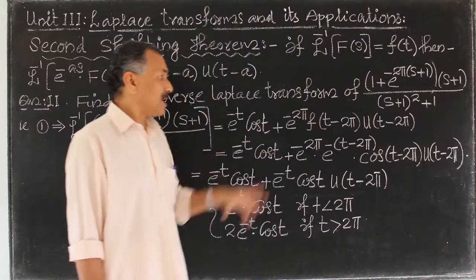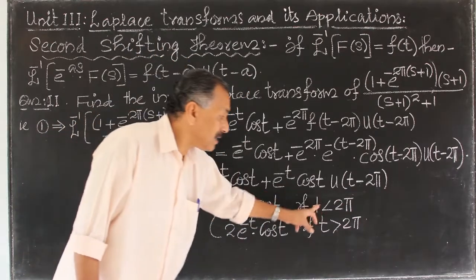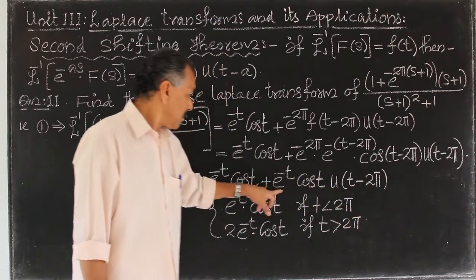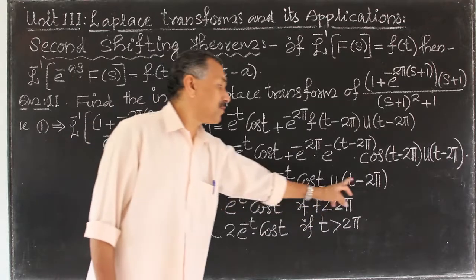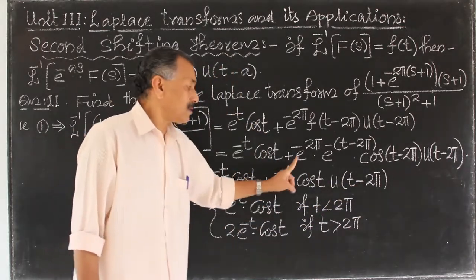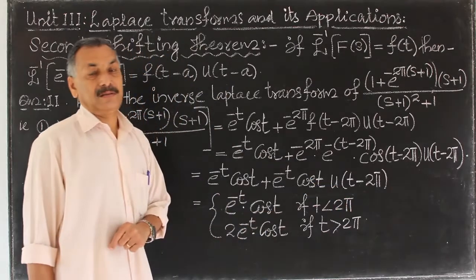The inverse Laplace transform of the given problem is e raised to minus t cos t if t is less than 2 pi. If t is less than 2 pi, this term is 0, and the remainder is e raised to minus t cos t. If t is greater than 2 pi, u of t minus 2 pi is equal to 1. That is e raised to minus t cos t plus e raised to minus t cos t into 1, that is 2 e raised to minus t cos t.